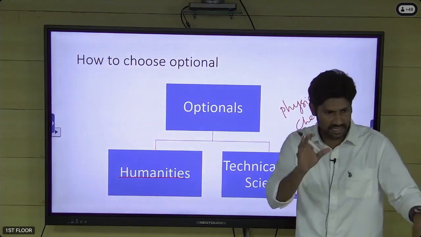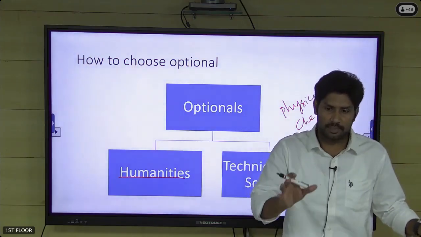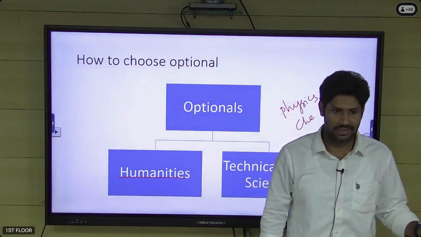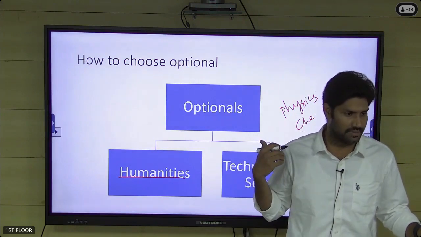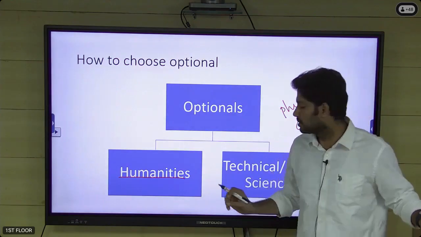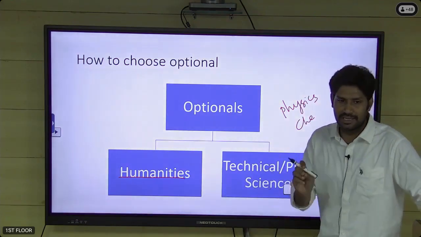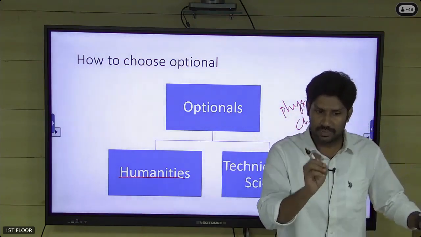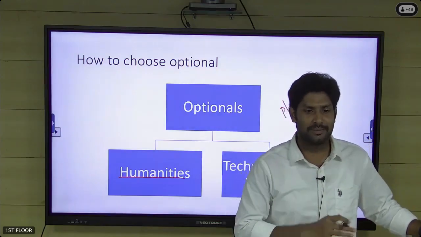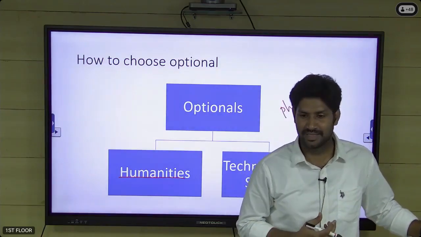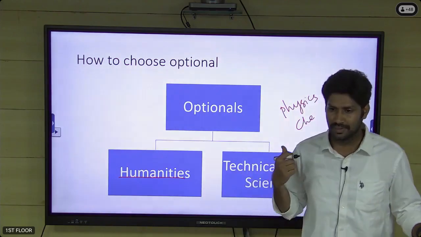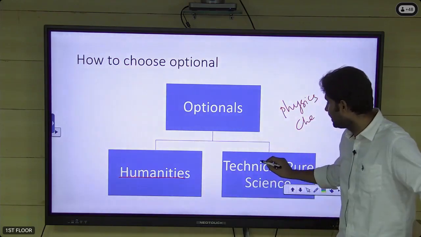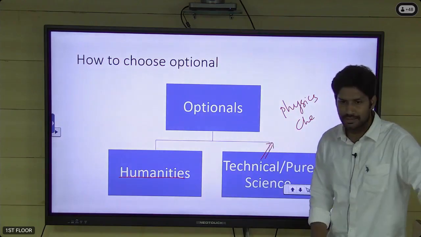You can read the entire syllabus. The questions are 100% from the syllabus only. Current affairs questions are very rare in pure science optionals. But the main problem is you need to study the entire syllabus. Every topic is important. Moreover, you need to mug up a lot of facts, scientific names, and theories. But the advantage is you can score very high marks.